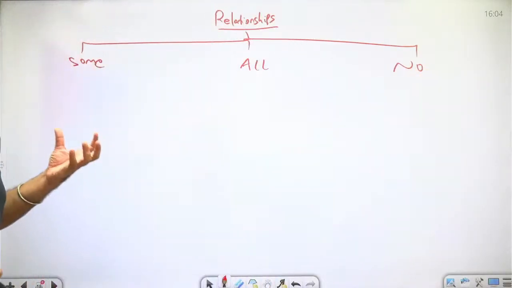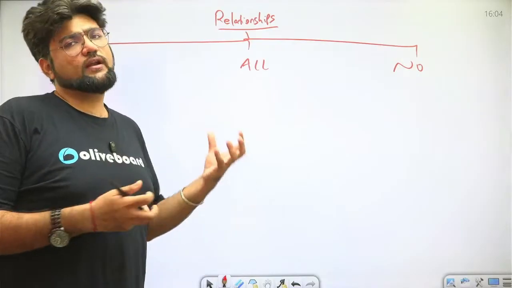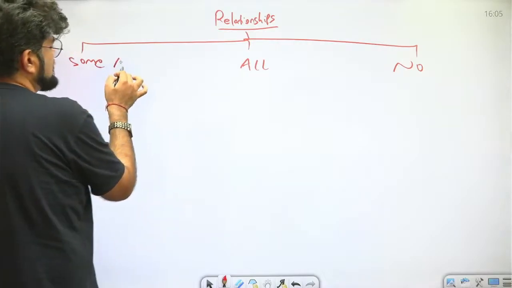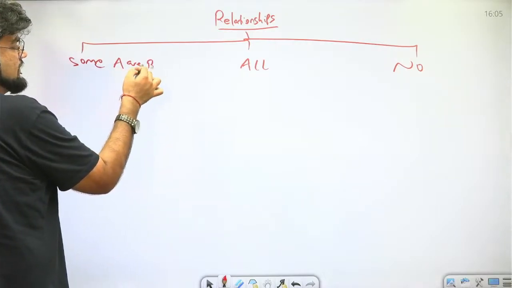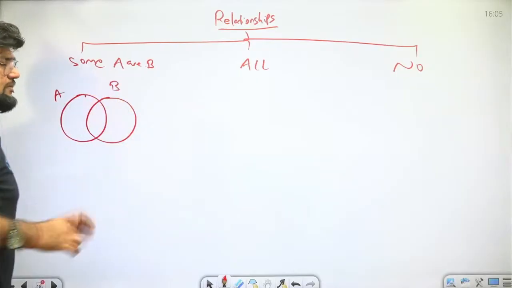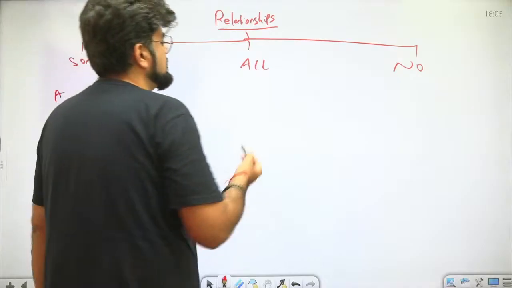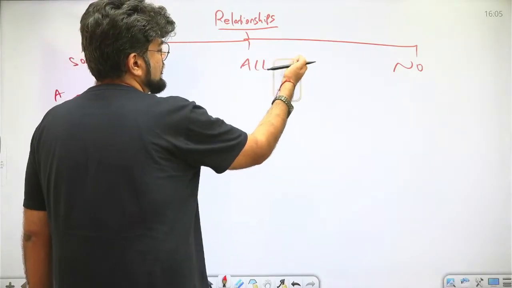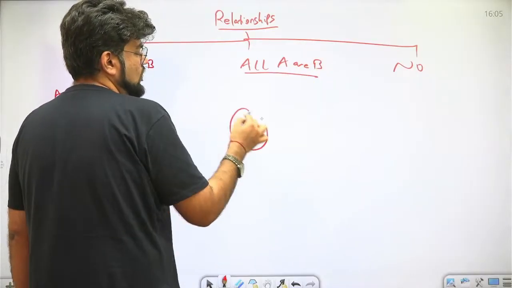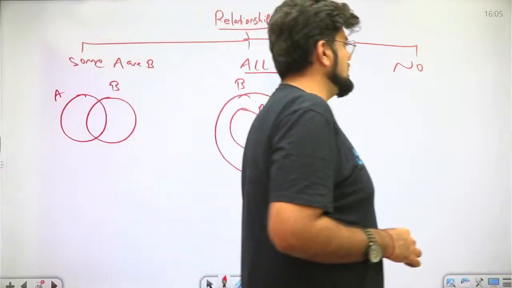So what you will do is establish these relations between the entities given to you, and then accordingly you can draw or choose a Venn diagram. For example, you will establish a relationship of some between 2 elements, let's say A and B. So the Venn diagram will look something like this between A and B. Some part of A is common with B, some part of B is common with A. You will establish a relationship of all between A and B. So it will look like this: all part of A is common in B. And you establish a relationship of no.